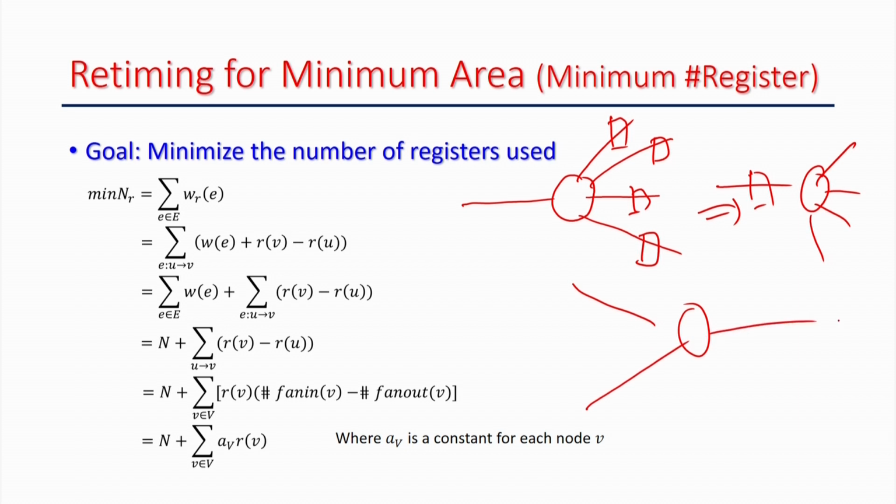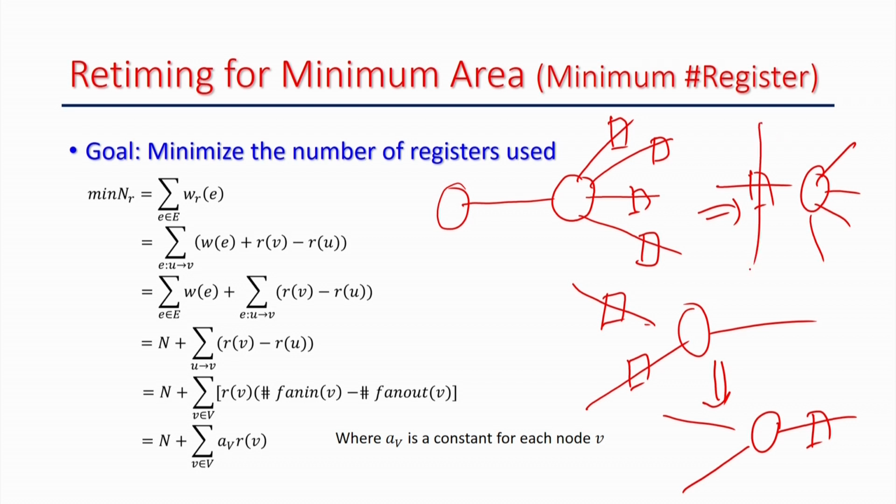Suppose there are 2 inputs and 1 output. Initially there are 2 registers here, and I can move the registers to the output also. Then the number of registers will become 1. So, this is the objective. You remember here the latency remains the same, because whatever input is coming, it will take 1 clock period to reach the output. Here also latency is 1, but the number of registers is less. So, latency does not change for the circuit, but the number of registers has changed. So, our objective of this kind of retiming is minimizing the number of registers.